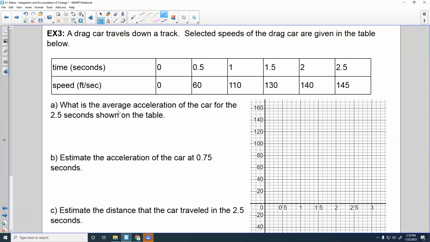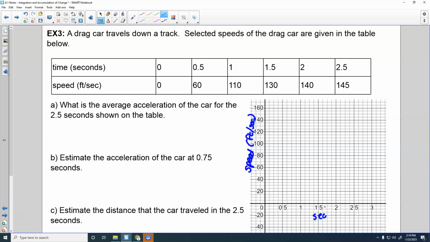So if I want to know average acceleration, if we think of graphing this, we've got speed here, which is not exactly velocity, but we can think of it like velocity, especially in a drag car situation where our car is just going straight down the track, right? And then we've got seconds here on the bottom. So if I want to find acceleration, am I looking for just a point here? Am I looking for a slope? Am I looking for the area under the curve?